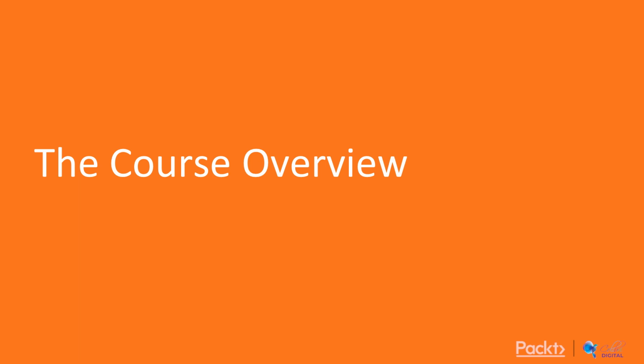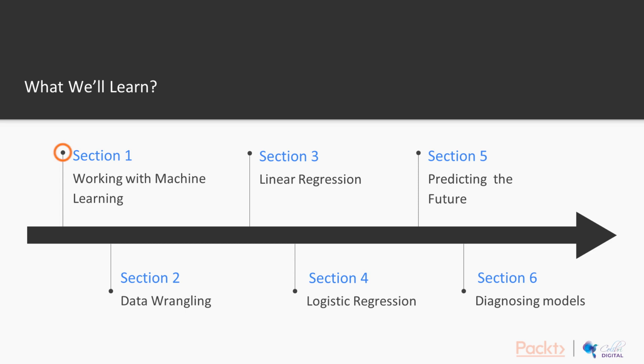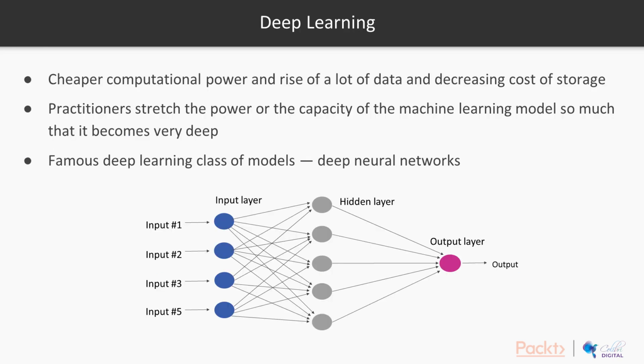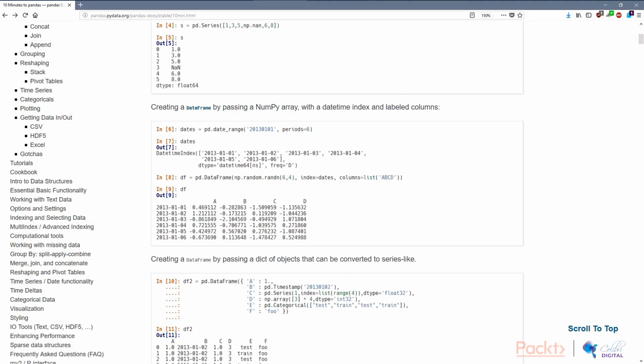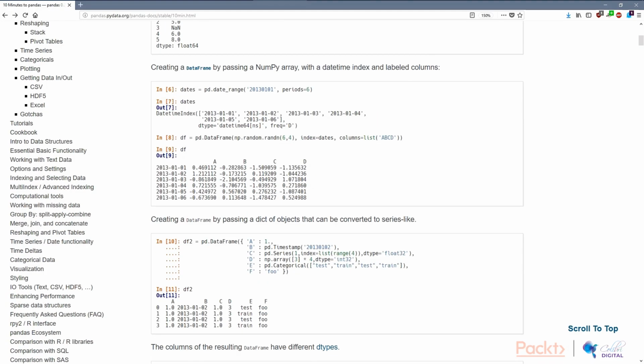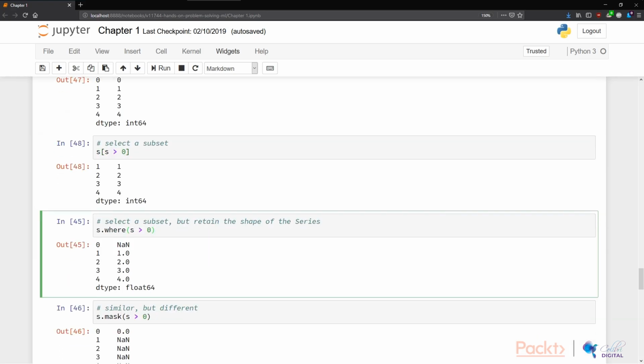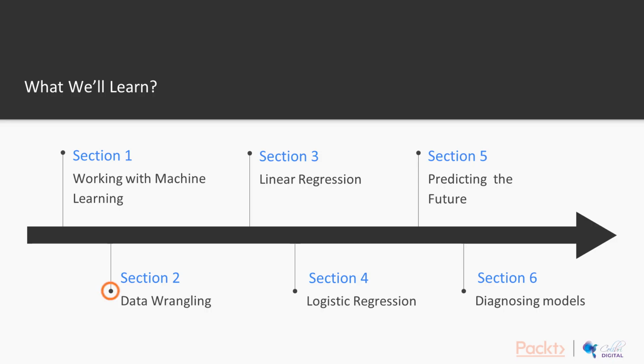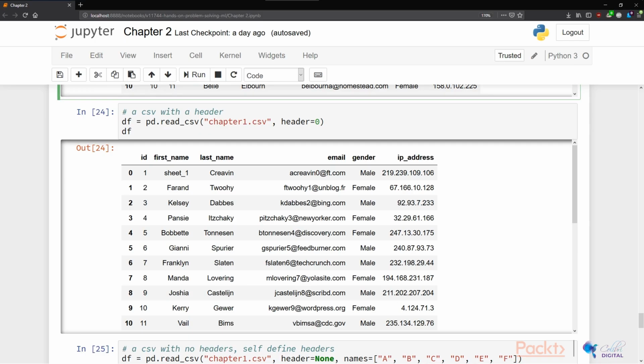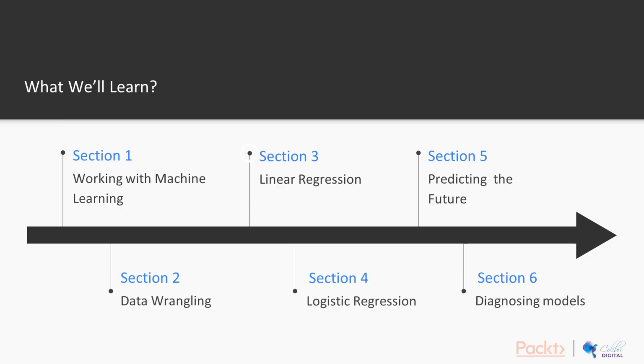Let's get an overview of this course. We're going to learn 6 different topics today. So we're going to look at working with machine learning, setting up the environment to access different libraries and technologies that are crucial to creating machine learning solutions. We dive into some data wrangling topics before moving on to linear and logistic regression.